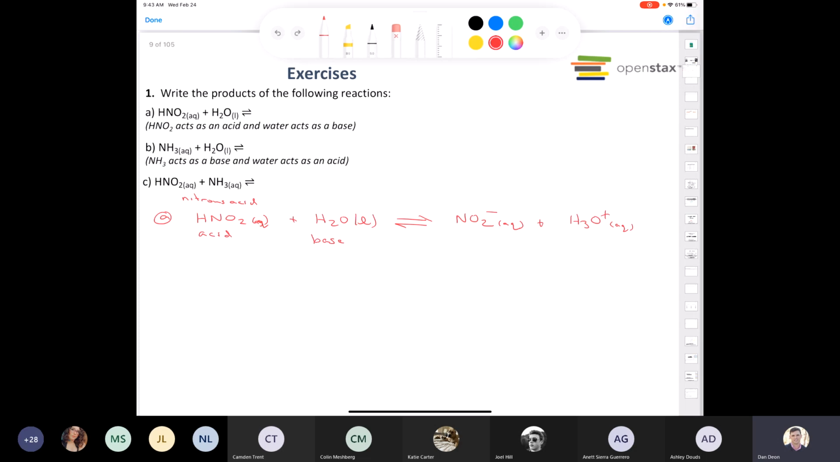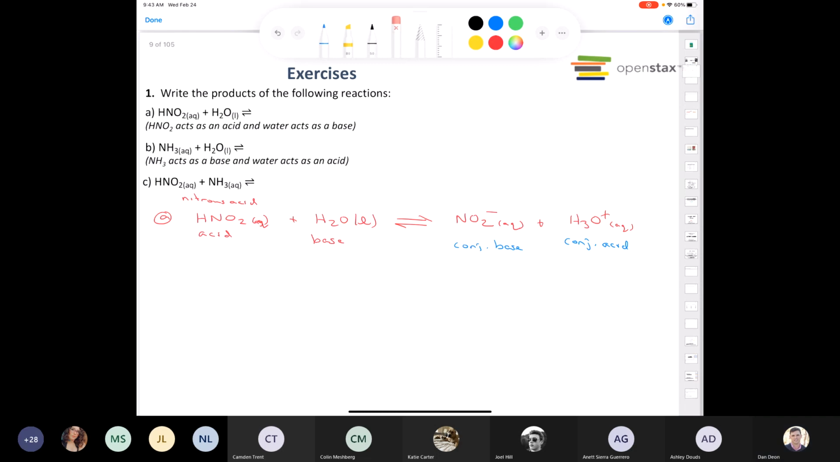Okay, now if we analyze this in the backwards or the reverse direction, the nitrite, NO2 minus, is accepting a proton. Okay, so NO2 minus must be my conjugate base, and hydronium must be my conjugate acid. Why? Because in the reverse, it's donating H plus. It's becoming H2O. It's losing a proton. Okay? All right. There we go.